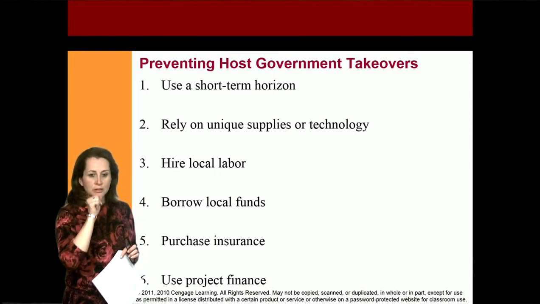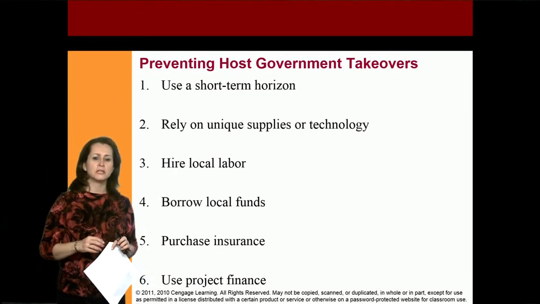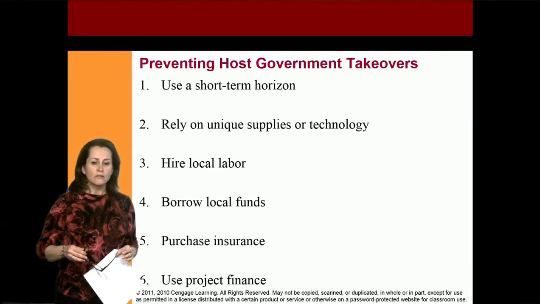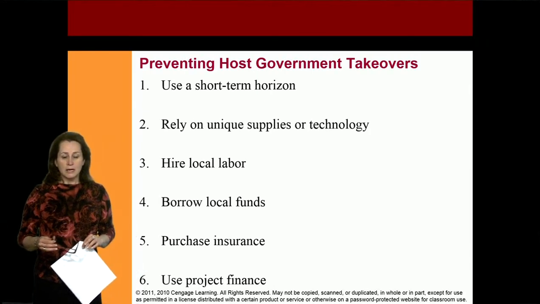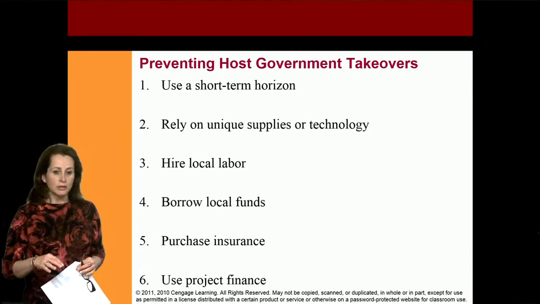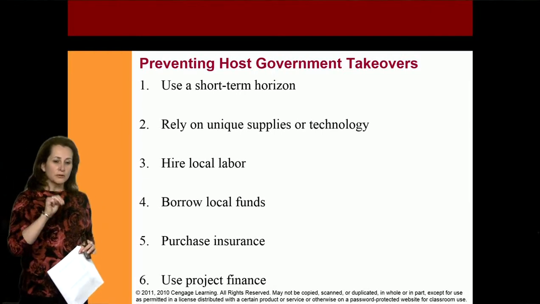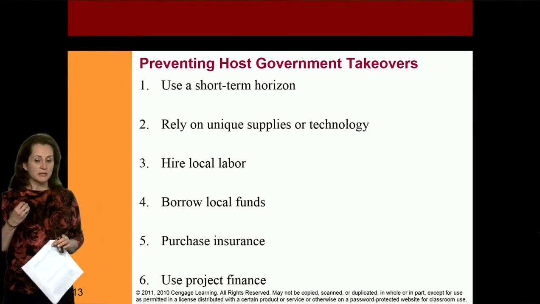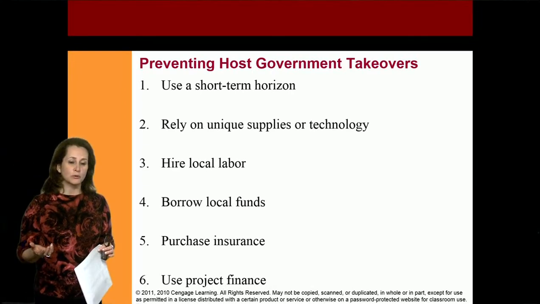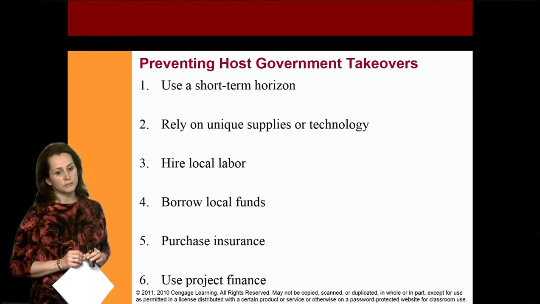Number two has to do with relying on unique supplies or technology. And that is something that is so unique to what your company has that the government cannot take you over because they need you to continue to bring the technology to that market. And so it's something that is so unique that they still want you there, and they will avoid interrupting the business. The third one has to do with hiring local labor. If you hire local labor, the likelihood of them taking over is very low, because if they take over, the local people are going to lose their jobs. So that's another technique to be able to reduce any takeovers from governments.